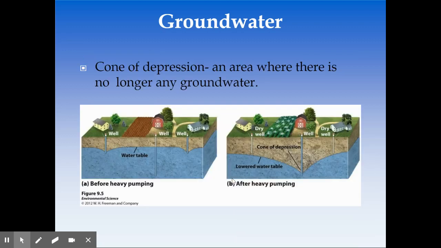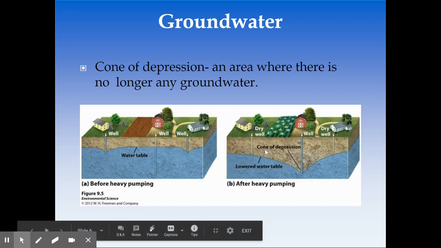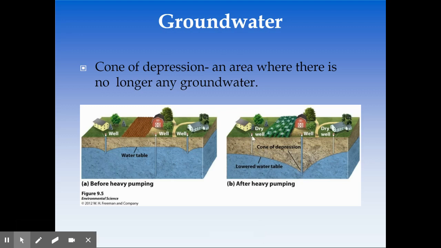However, when people take water up through that aquifer too quickly before it can recharge, it creates what's known as a cone of depression. That's an area where there's really no longer any groundwater. We see that the water table is a lot lower than what it once was. When we create that cone of depression, we have a lowered water table, and so these wells that were originally dug into the ground by a certain footage are now dry because our water table is far too low.